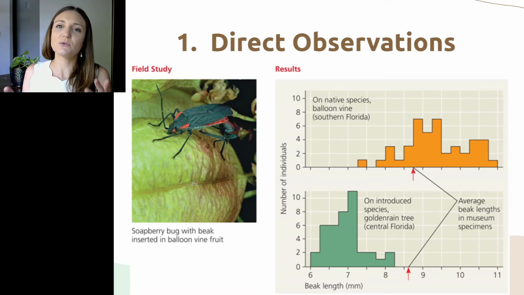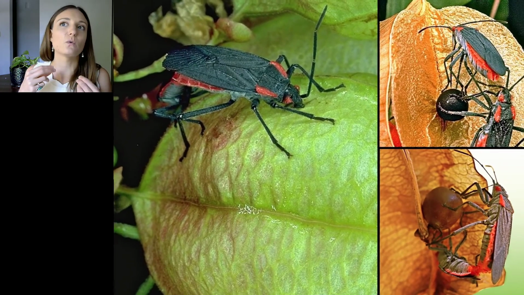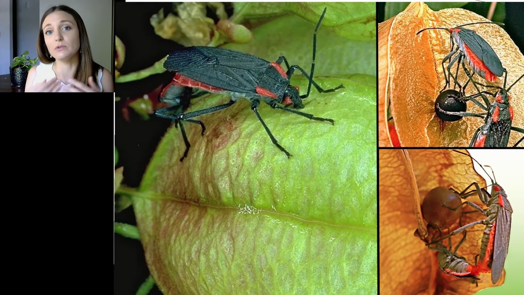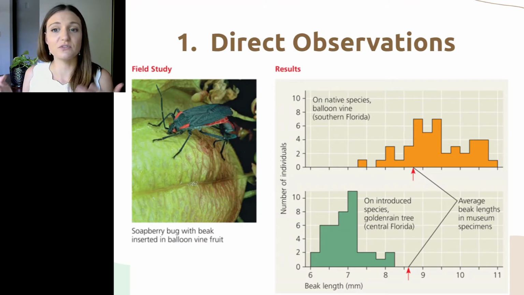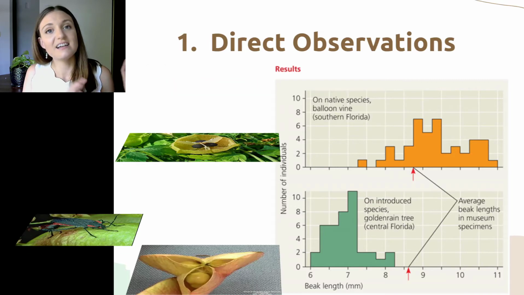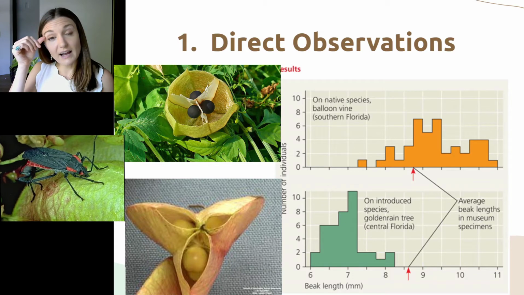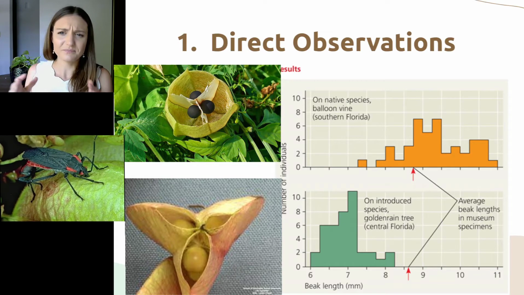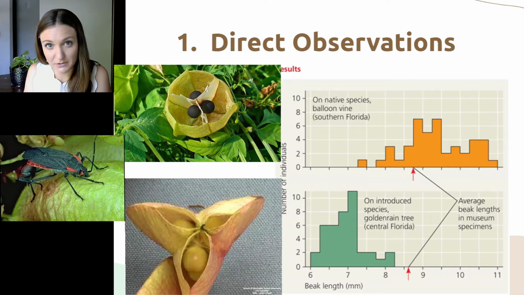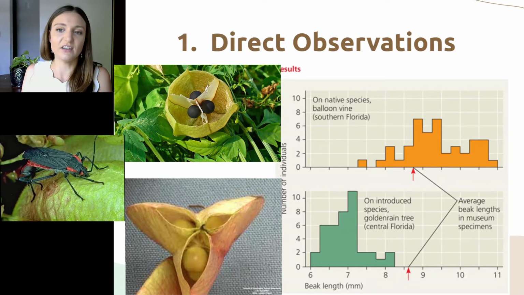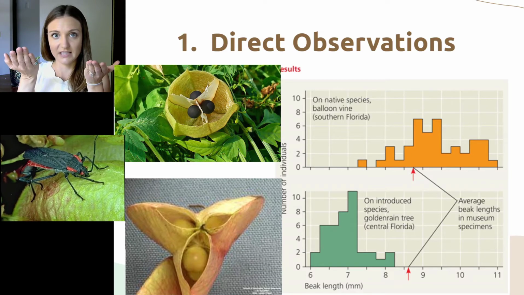Okay, so for the beak that these soapberry bugs use to eat the seeds, it was hypothesized that the beak length would be different in those members of the population that are feeding on the golden rain tree as opposed to those that are feeding on the balloon vine. The reason they thought this would be different was because the seeds in the balloon vine are a little bit deeper down in the flesh of the fruit than they are in the rain tree. In the golden rain tree, the seeds are closer to the surface of the skin of the fruit.